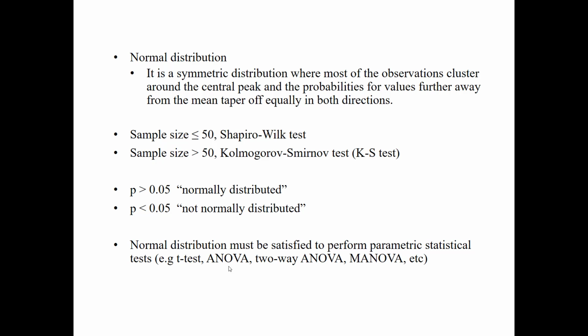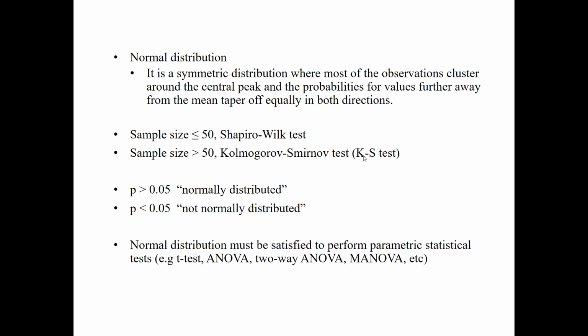Now, normally, when you do the normal distribution test, if the sample size is 50 or less, we choose the Shapiro-Wilk test. However, if the sample size is greater than 50, then we might have to use the Kolmogorov-Smirnov test, or it's called a KS test.